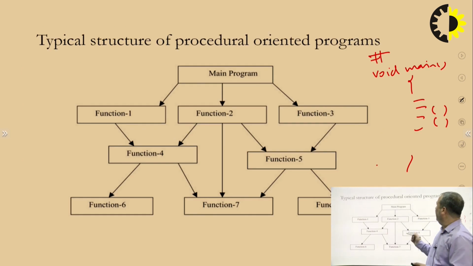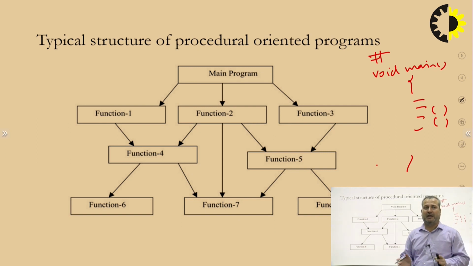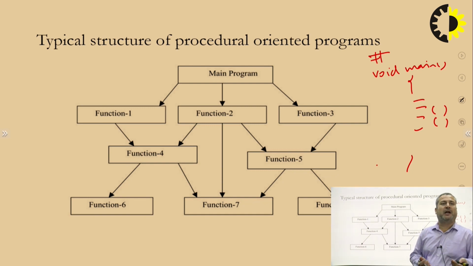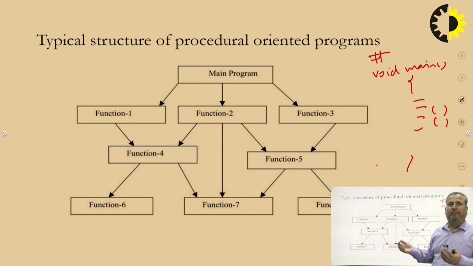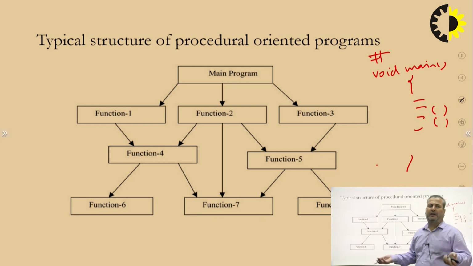So see, I discussed, in procedure oriented programming, the prime focus was on the function, not on the data. Suppose C, C is a procedure oriented programming. So the program starts from main. I mean execution always begins from main, and you can see in the diagram, main is using function 1, function 2, function 3, right? Even function 1 and function 2 use function 4, meaning any function can be used by all other functions, right?